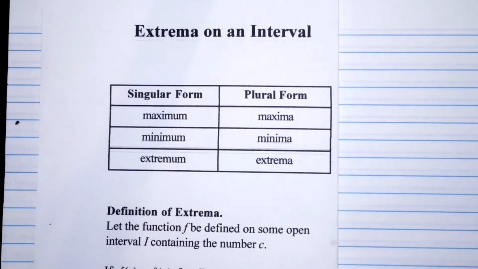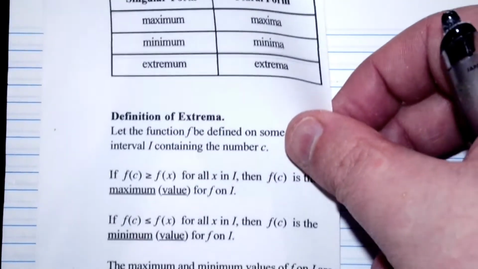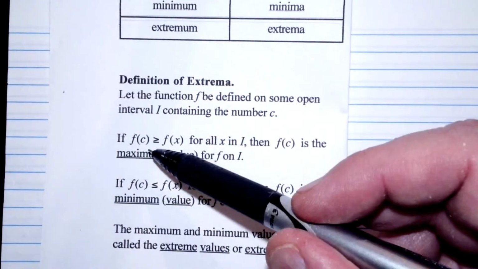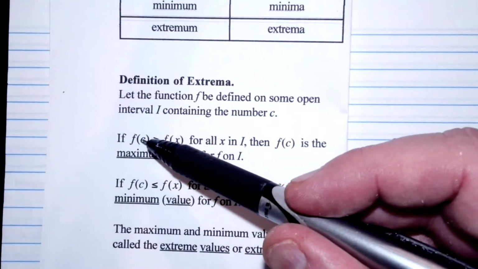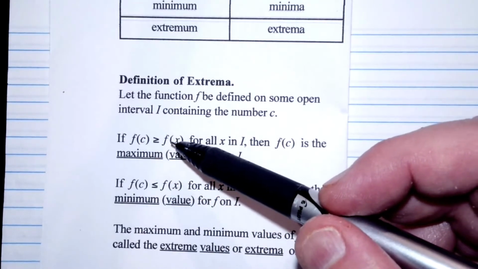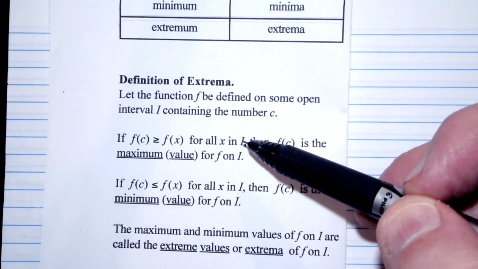Alright, so here are the definitions that we're going to be working with. Suppose you've got a function f that's defined on some open interval I containing the number c. If f of c is greater than or equal to f of x for all x in the interval I, then f of c is the maximum value for f on I. So what we're saying is that f of c, the y-coordinate at x equals c, is greater than or equal to all the other y values for values of x in the interval.